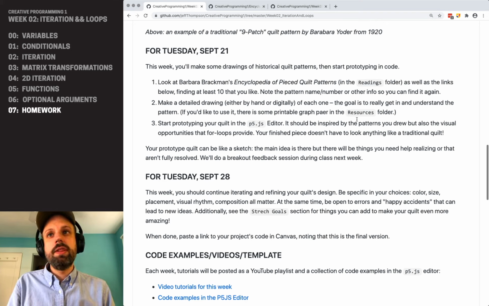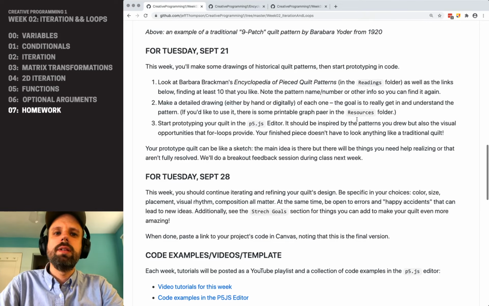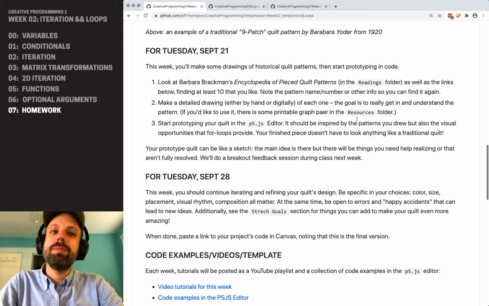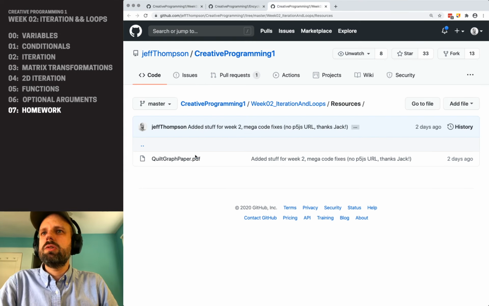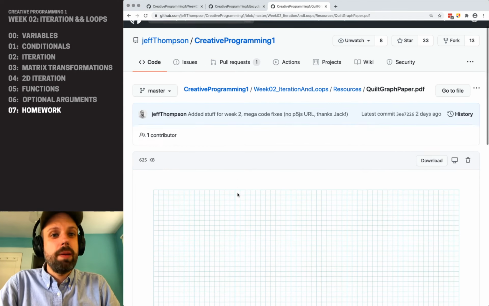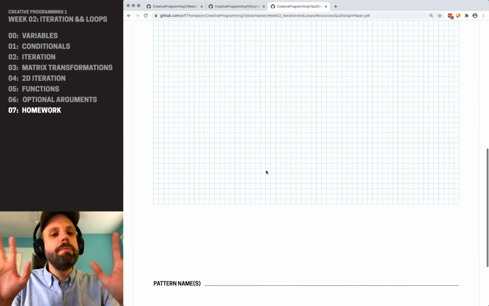And then you're going to make this a detailed drawing. The idea is that drawing is a way of understanding. It's a way of looking and thinking. You can work digitally or by hand. I think hand is better, but it's up to you. And if you'd like, in the resources folder, I put this graph paper, so you can print it out. It's got a spot for you to list the pattern, if that makes it easier.